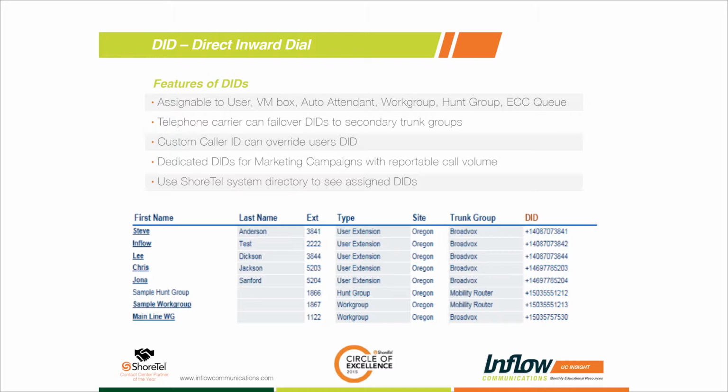The other nice thing is we can use our ShoreTel system directory to look at what DIDs are assigned to what users, and it's even exportable to Excel if you needed that. We can sort by DID, we can sort by user, and we can see the DIDs assigned. So if you're looking to see what DID is assigned to a particular extension, you can simply look at your system directory inside your Communicator client or in your ShoreWare Director, and you can see the DIDs that are assigned to the different extensions.